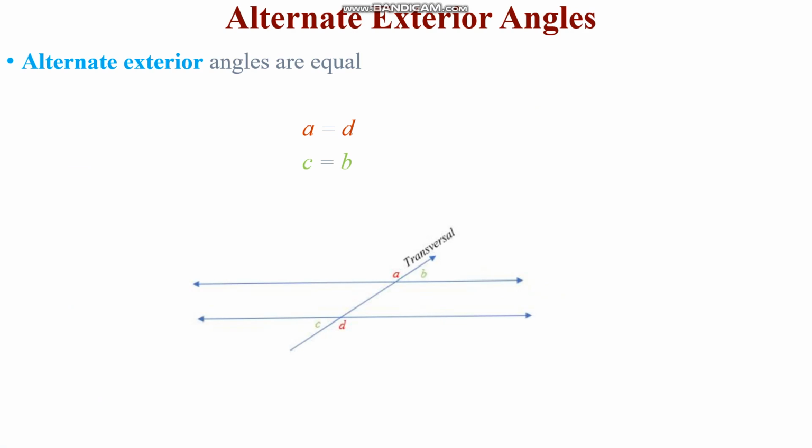So the next set of angles that we are going to look at are alternate exterior angles. You should know that alternate exterior angles are equal. For example, in the diagram shown on the screen, angle D is equal to angle A, and they are alternate because if you carefully look at them, angle A is on the opposite side of angle D, so is angle C on the opposite side of angle B, right? So these are what we call alternate exterior angles.